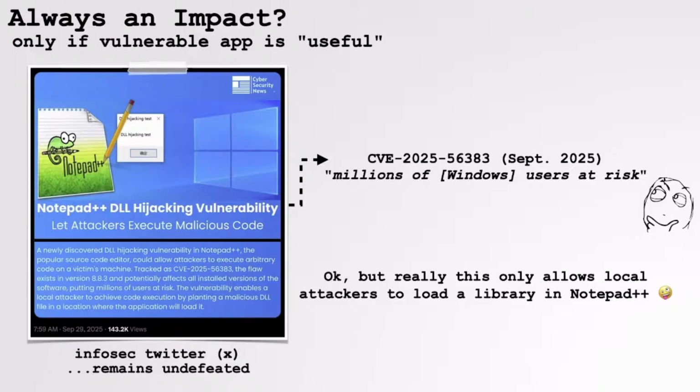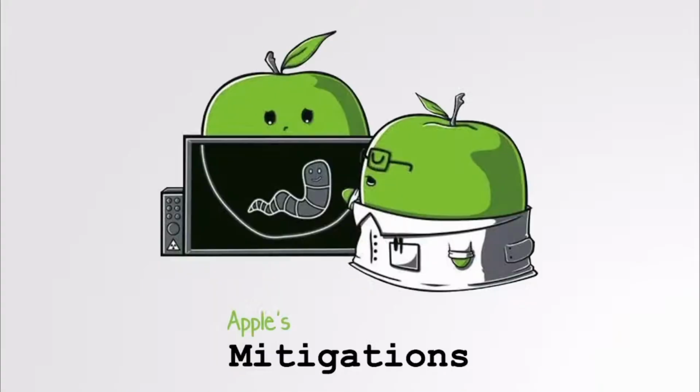There was a posting on Twitter about a week ago, and it said millions of Windows users are vulnerable to this brand new CVE. Like, this sounds scary. No. All it turns out was Notepad++ on Windows was vulnerable to a library hijack. And it's like, okay, yes, you could get a library loaded into Notepad++, but so what? So really, a Dylib hijack or a DLL hijack on Windows is only useful if the target program is trusted, has some additional privileges, or does something useful.